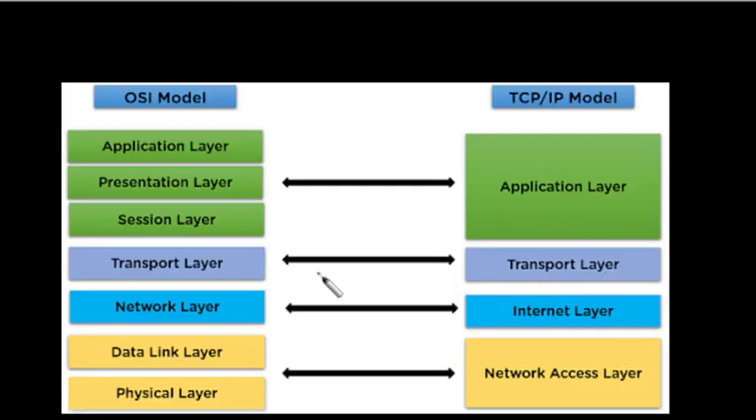Now the TCP/IP model has exactly the same system. The only difference is the name. You can see that the OSI model has 7 layers and the TCP/IP has only 4 layers. You can look at the names here.